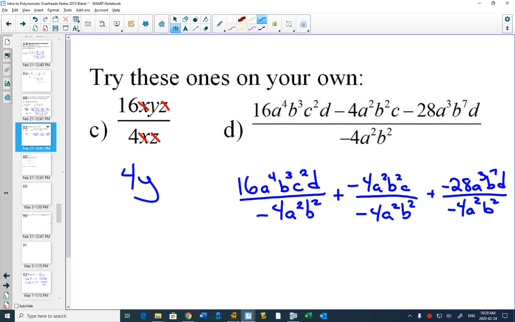So we take the first step, rewrite them all over the bottom.